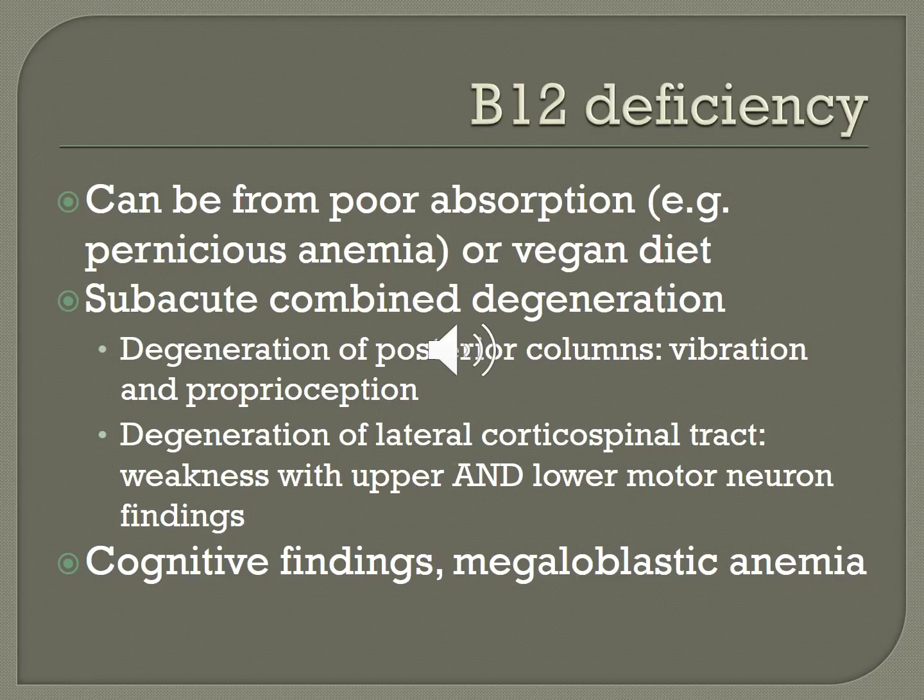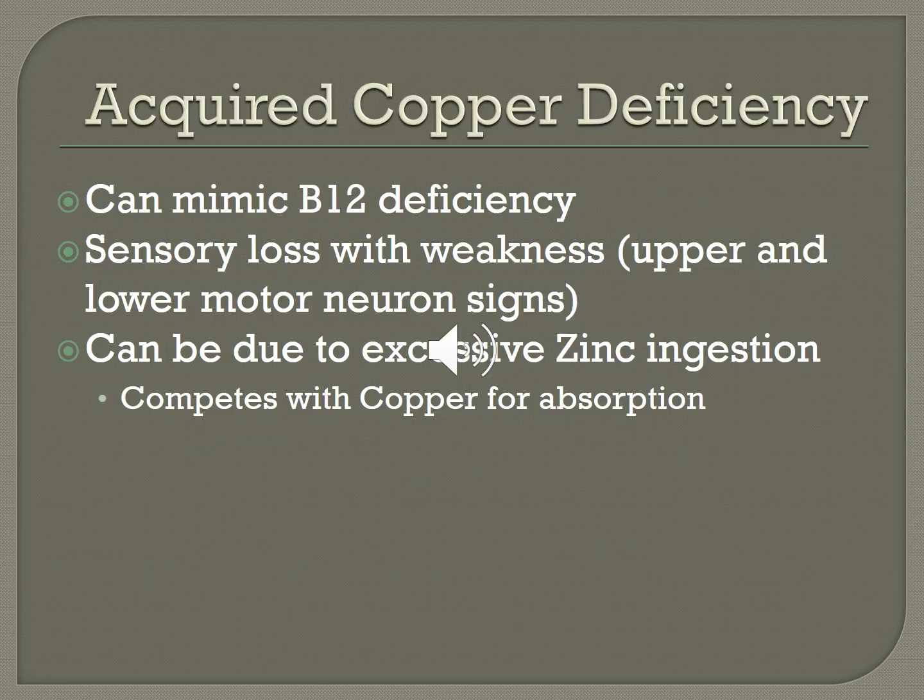If this goes on long enough, patients can also develop cognitive changes, and B12 deficiency has also been associated with megaloblastic anemia. So these are some other things you may see in patients with long-standing B12 deficiency. So whenever you see someone who has this predominant vibratory and proprioception loss, there are a few things you should think of. So B12 deficiency is one, but also acquired copper deficiency can be one of them.